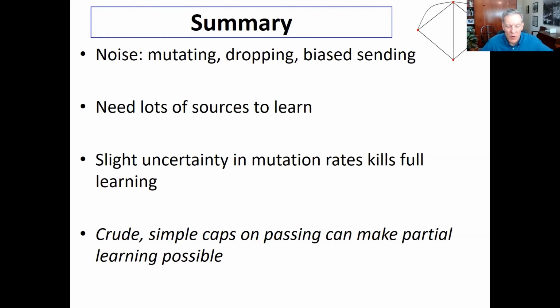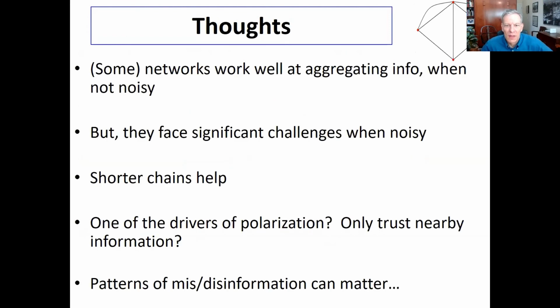And so in this setting, crude simple caps on the size of the tree can restore learning and make partial learning possible. So we can be sure that even very simple naive learners that are just following a majority of messages will be getting majorities that are more likely to be true than false if you just limit the tree. So you either cut the distances, or if you can't cut the distances, you cut the breadth of the tree. Okay, just some final thoughts then.